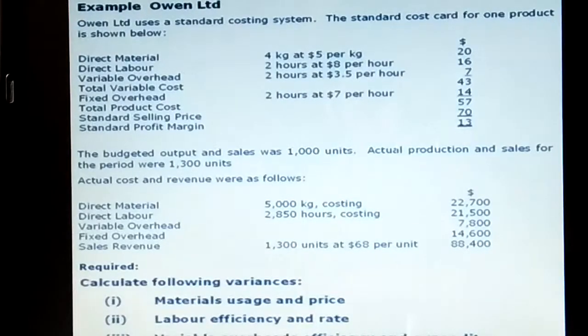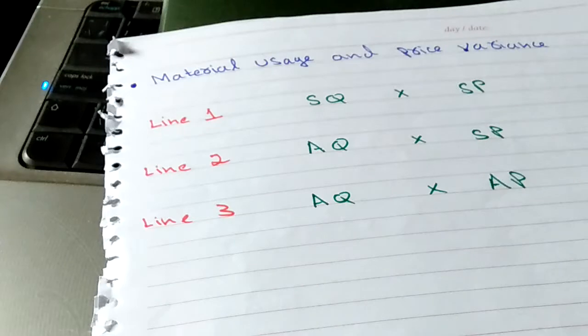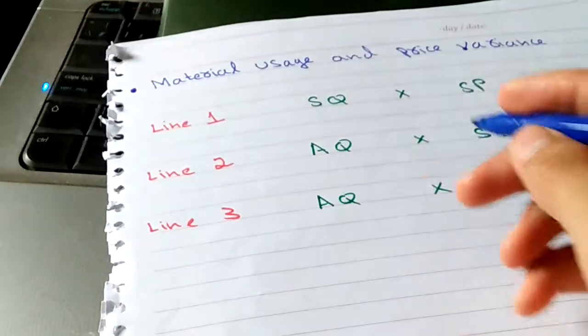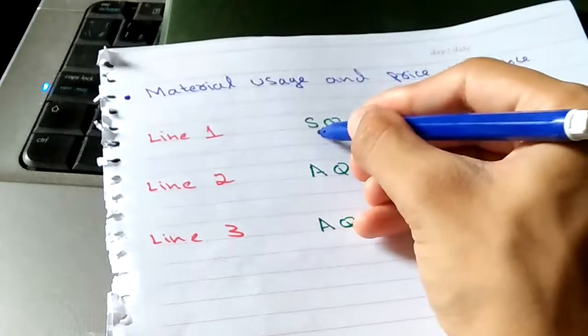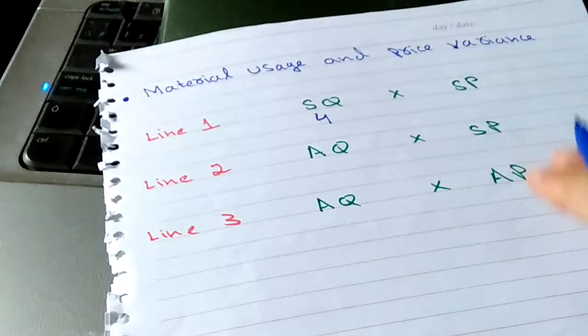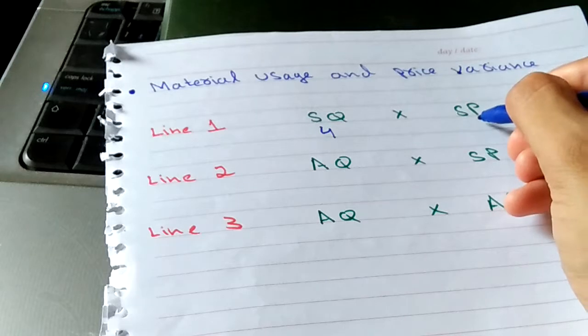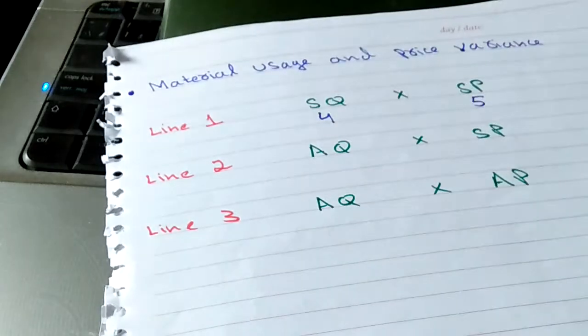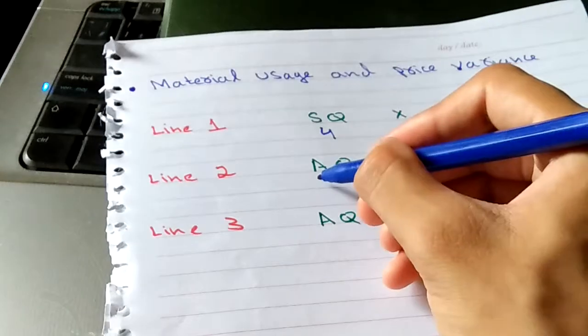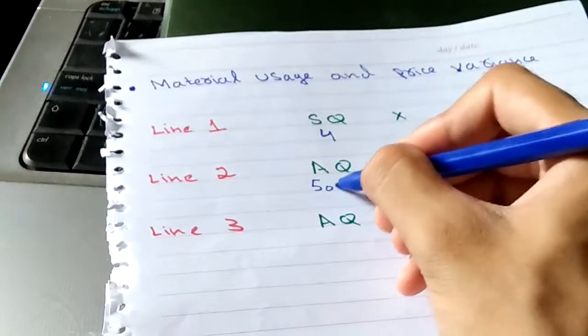All right, now we are going to solve in the answer sheet. In the question we are given the standard quantity, which is 4 kg, and the standard price, which is $5 per kg, and the actual quantity is given as 5,000.